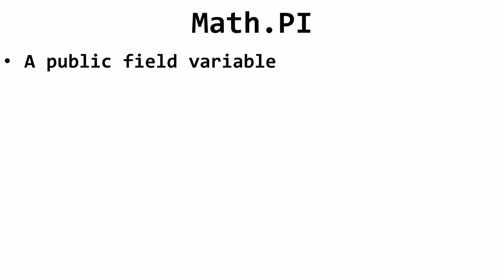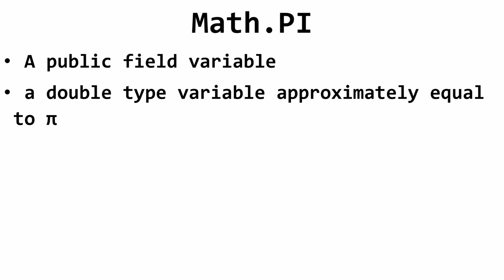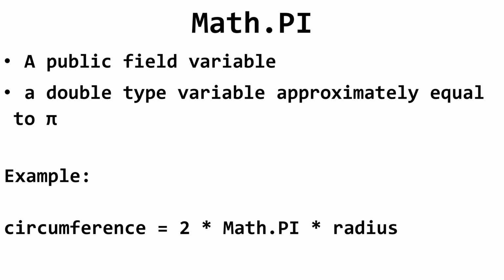Math.PI. Notice that there are no parentheses after PI. Unlike the previous examples, which were methods, PI is a public field variable that we are accessing from the Math class. Most field variables we use are private, so we can't access them this way from outside the class. Math.PI is a double variable that is approximately equal to the mathematical constant pi. For example, we might use it in the expression circumference equals 2 times Math.PI times radius.